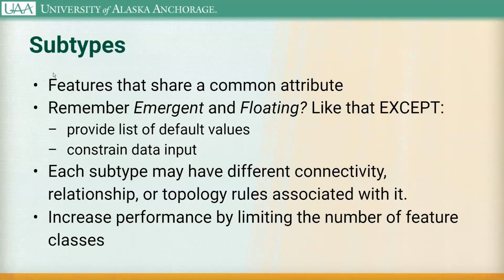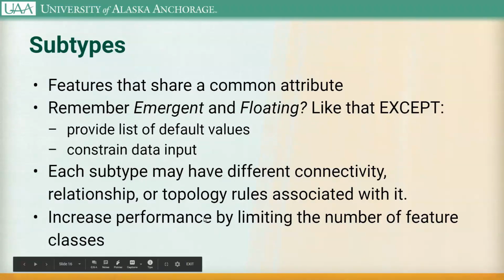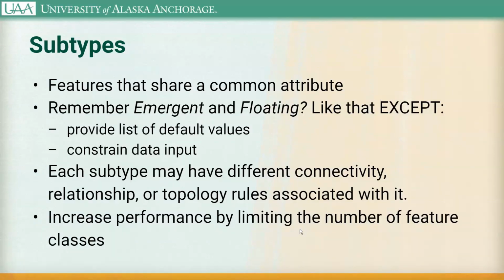Anyway, you can also apply different domains to them. We're going to talk about domains in a second, but they essentially control the list of default values that can go in and the rules about your data input. And then overall, it increases the performance of your database because you're not creating more feature classes than you necessarily need. You're just further limiting the available options within a feature class that's essentially all the same. Does anybody have any questions about that concept? Because that's kind of a fundamental underlying database concept.